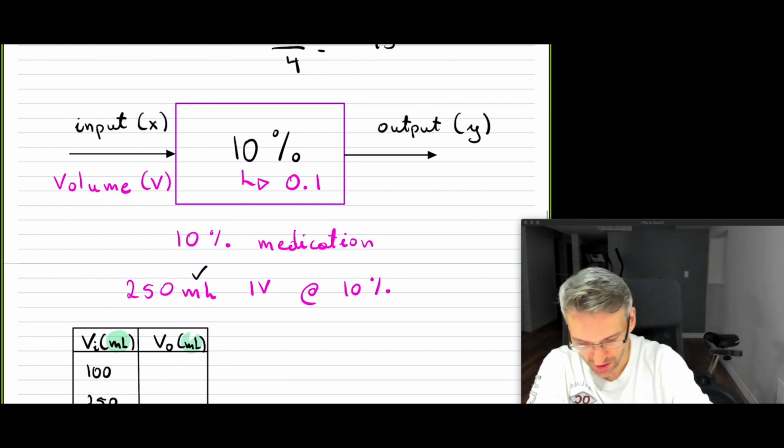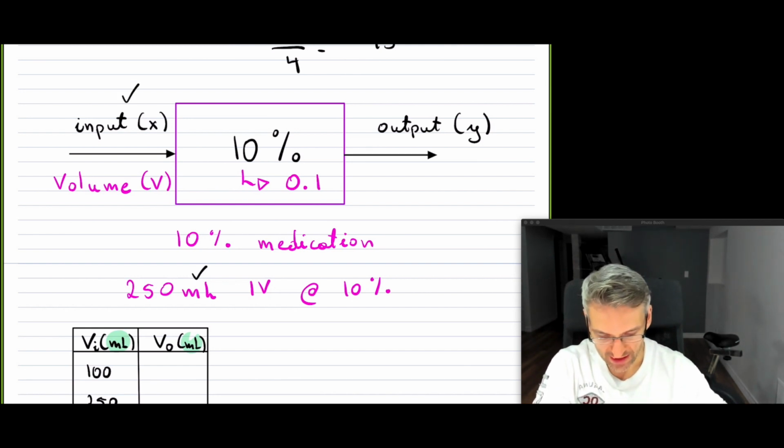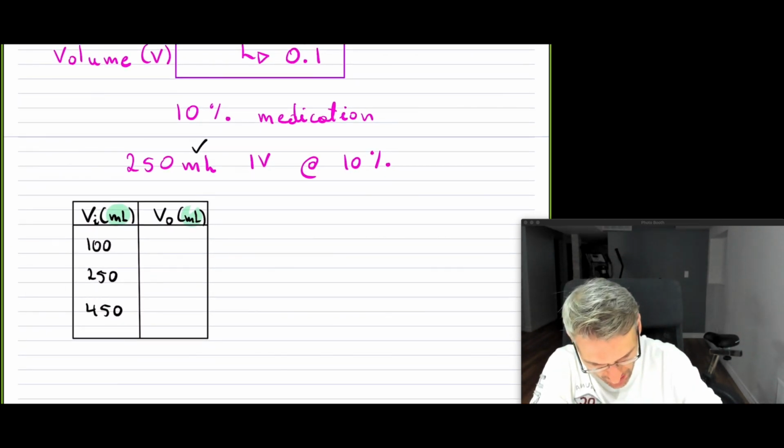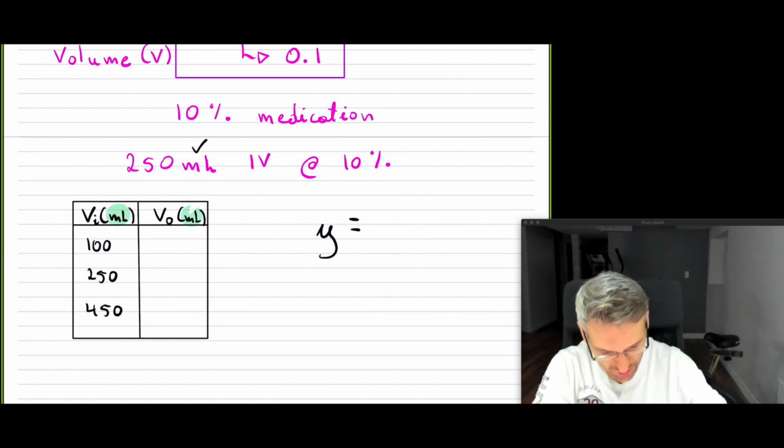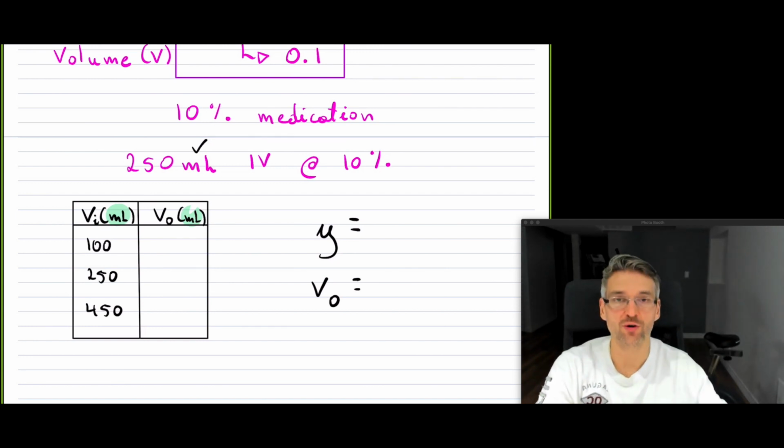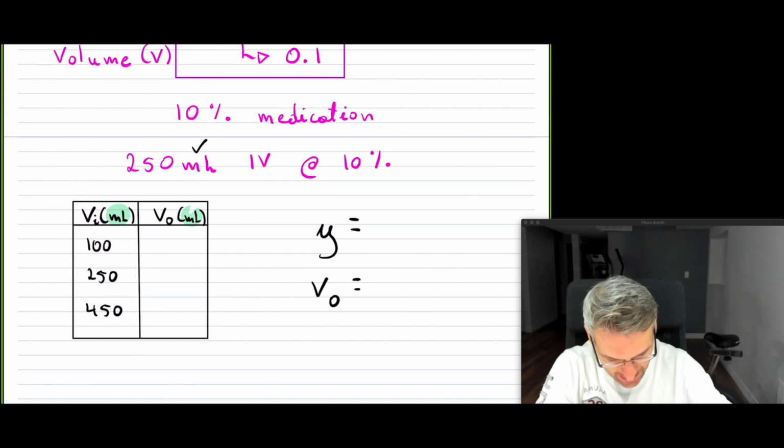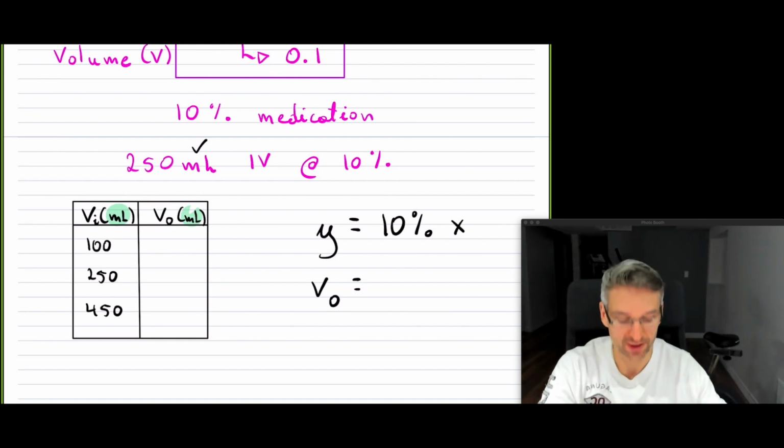So you're putting in input in here, it is 10%. So what you have is this Y, which is your output. So that is your volume output equals your scaling factor, your constant of proportionality, which is 10%. So that is 10% right here, and it is 10% of your input, your X.